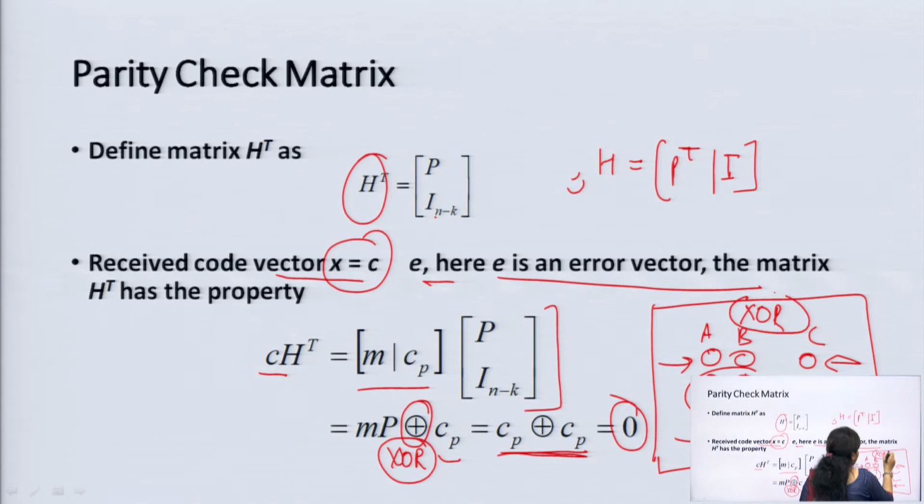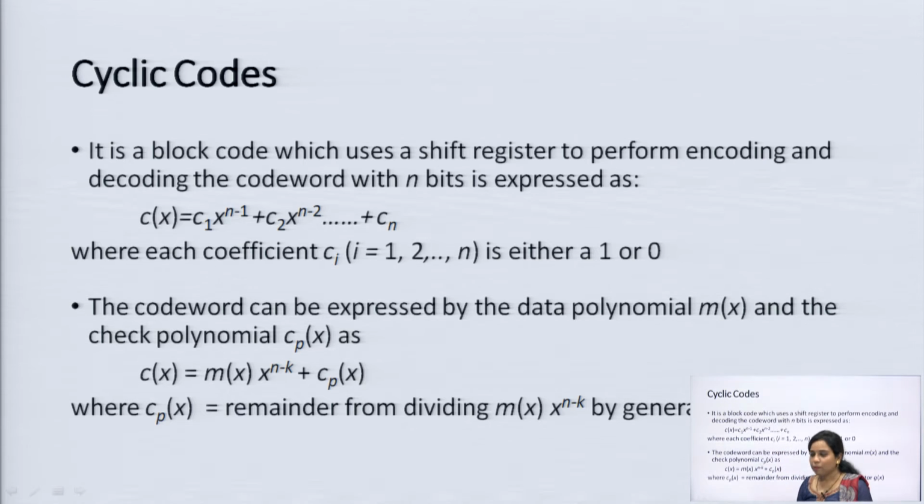This is the XOR operation. So, this is the received code word, that is x, which is equal to C XOR E, where E is an error vector. The matrix H transpose has the property which is being shown over here, which says it is 0. 0 means no error has occurred, and if an error has occurred, then it can be corrected using this parity check matrix. So, this is how the parity check matrix will work. Now, next we will move to cyclic codes.